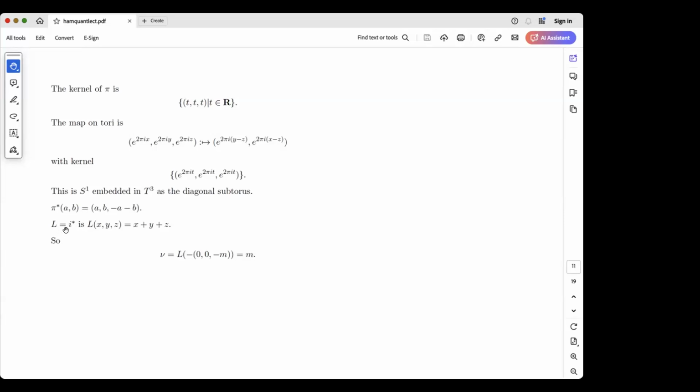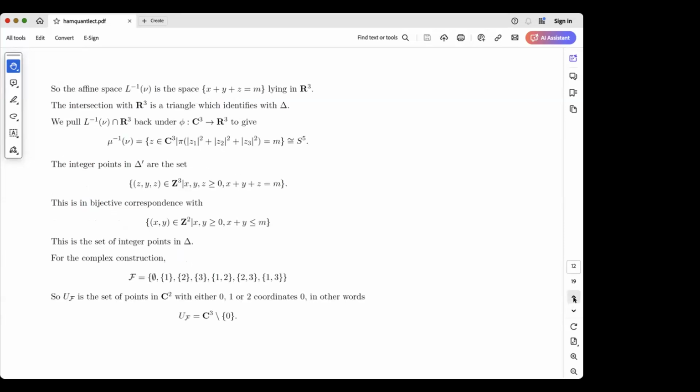L is then L of x, y, z is x plus y plus z. So we find that nu is L of 0, 0, minus m. So that's just m. An integer in the real numbers. Sorry, let me go back there.